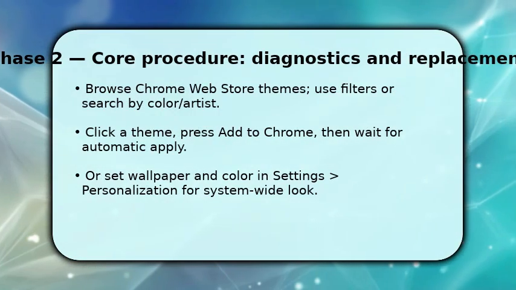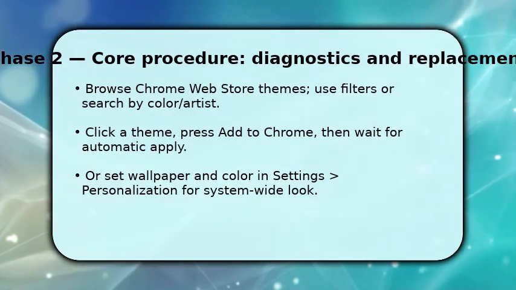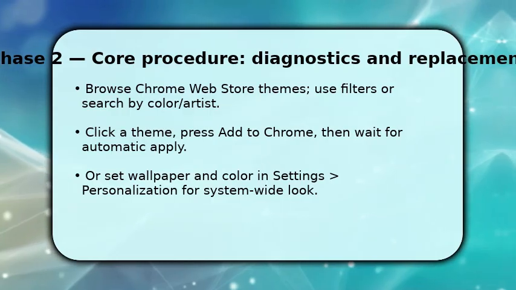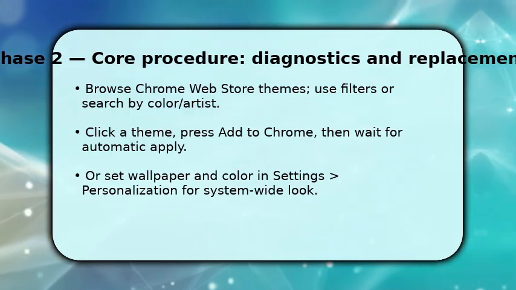Now pick a theme. Search the Chrome Web Store by color, style, or creator. Click the theme thumbnail, then hit Add to Chrome. The browser applies it immediately so you can preview the change.